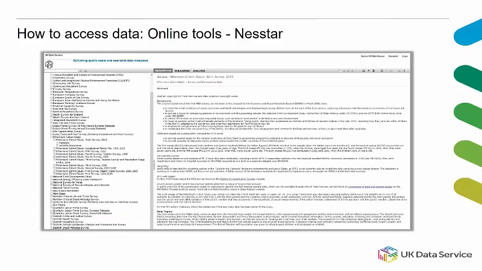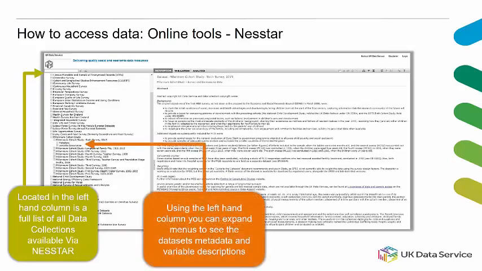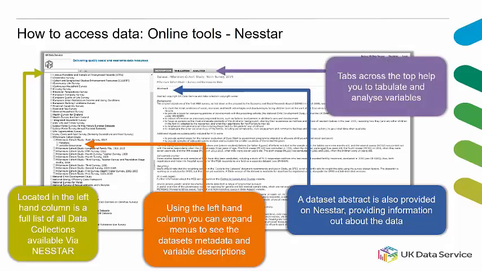This next slide shows our Nesstar portal. Located in the left-hand column is a full list of all data collections available via Nesstar. Using the left-hand column, you can expand menus to see the dataset's metadata and variable descriptions. A dataset abstract is also provided on Nesstar, giving you information about the dataset. And tabs across the top help you to tabulate and analyze data.